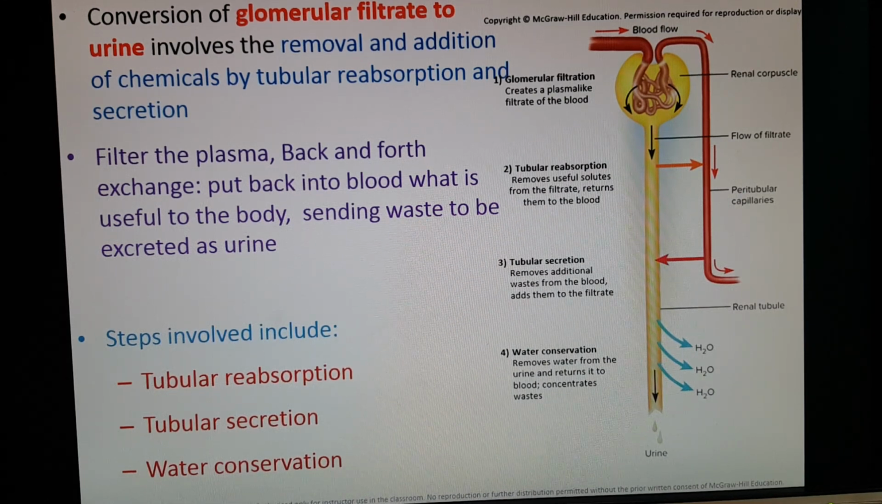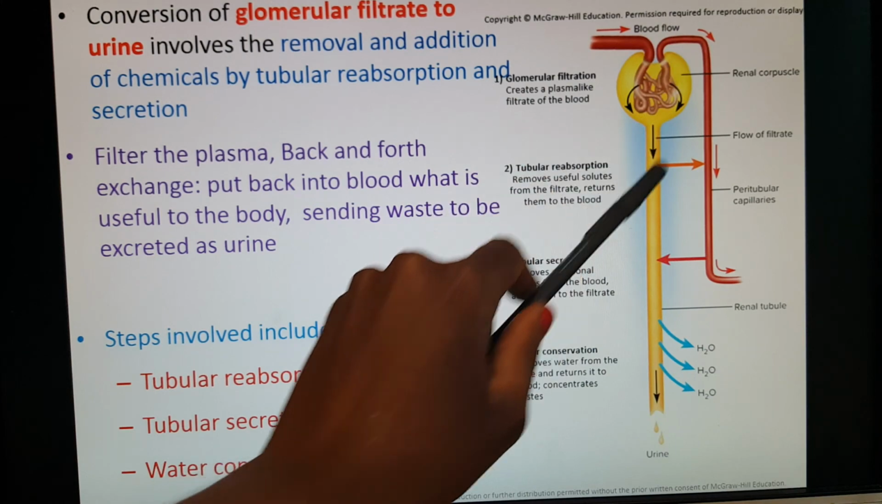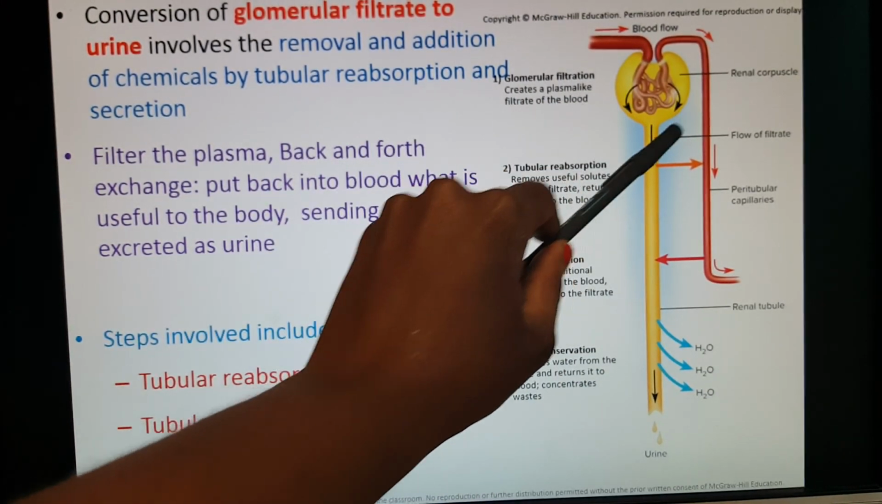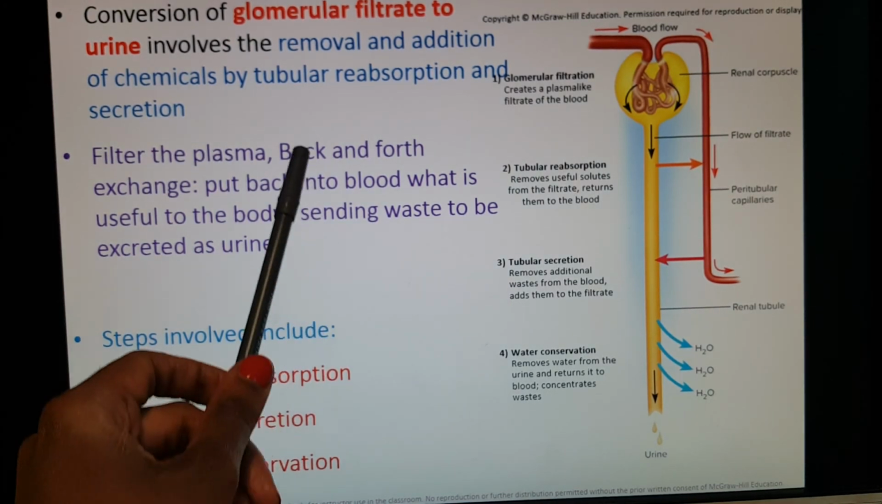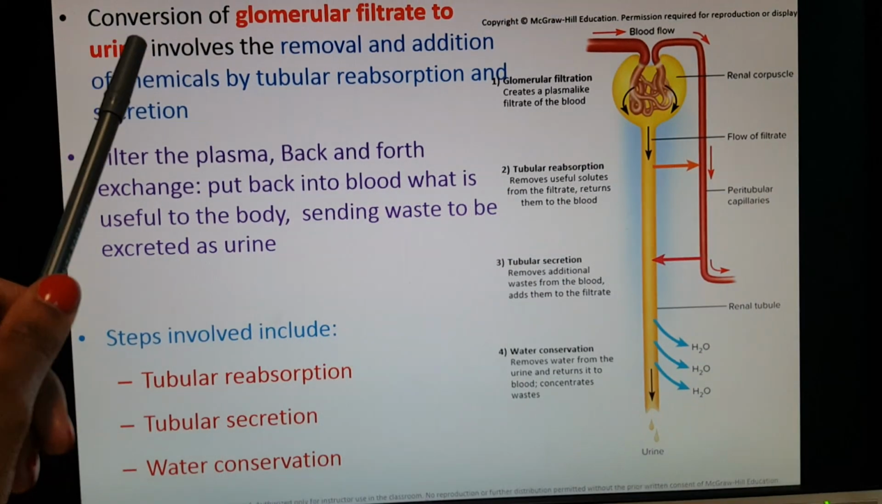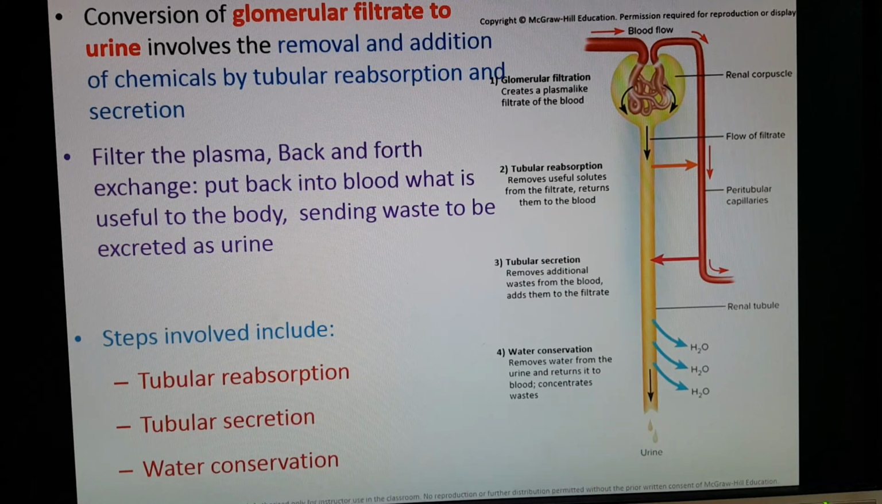Okay, time to make some urine. So first step is you have your blood filtered in the glomerulus in the renal corpuscle. So blood flows in and then right back out, creating your filtrate. So that's your first step. So you're going to go from the glomerular filtrate to eventually being produced as urine out of your kidneys.